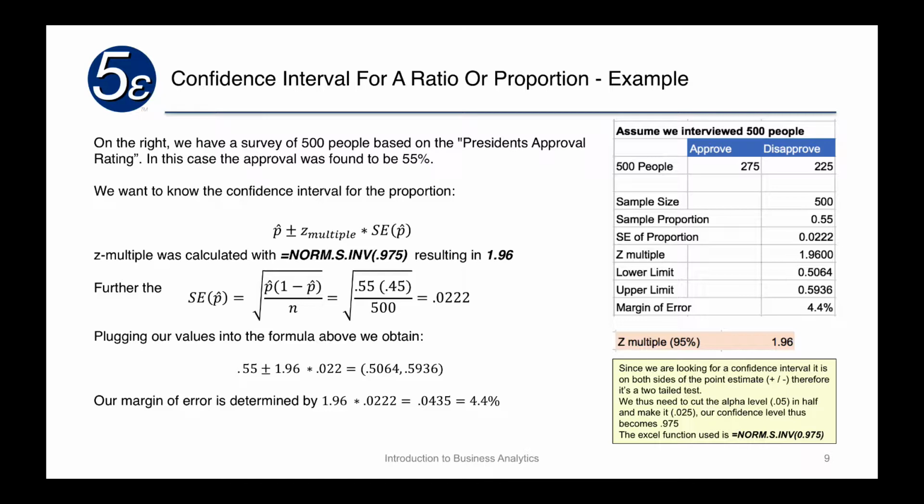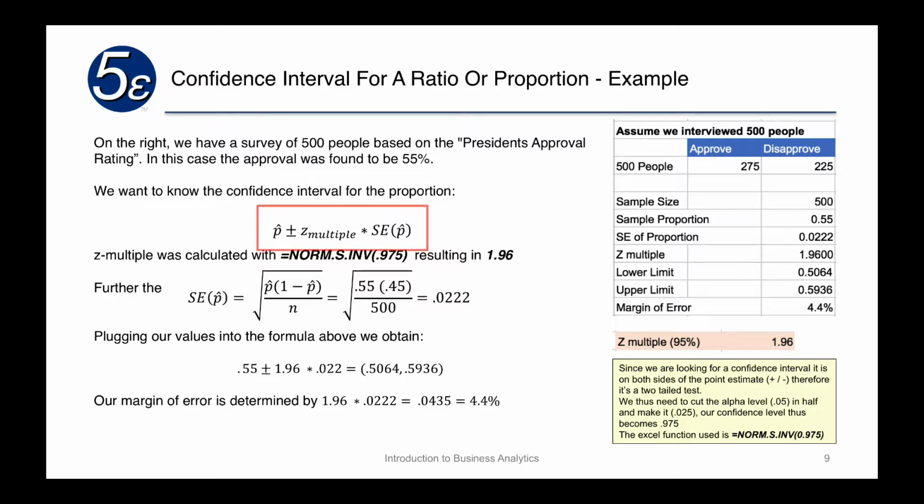On the right, we had a survey of 500 people based on the president's approval rating. In this case, it was found to be 55%, 275 approve, 225 disapprove. So our sample size is 500. So the sample proportion is going to be 0.55.